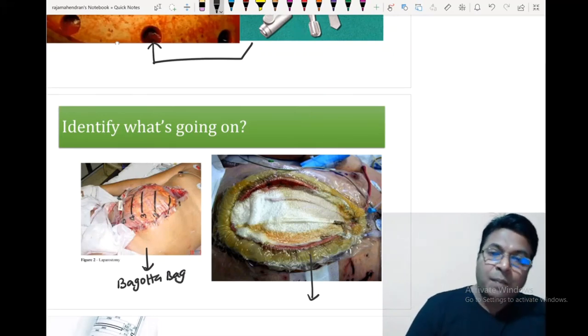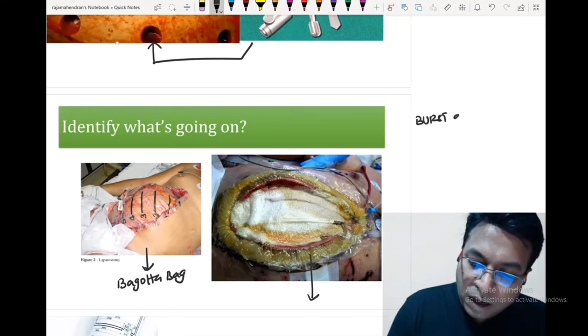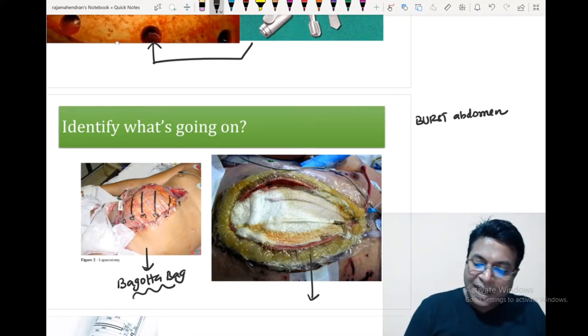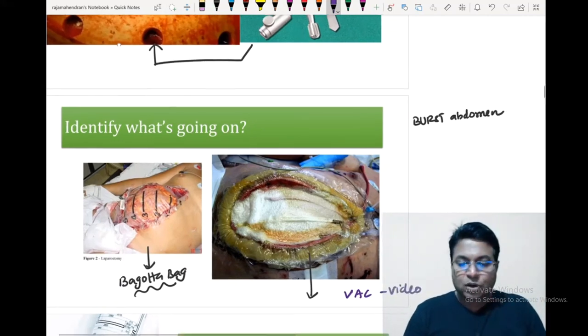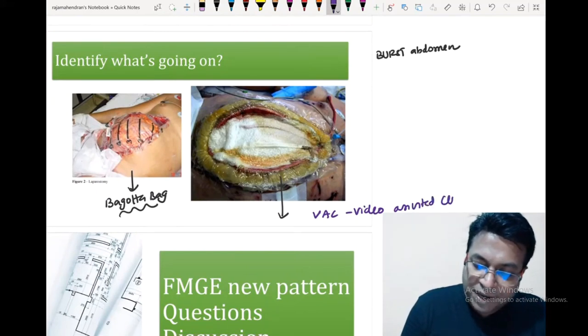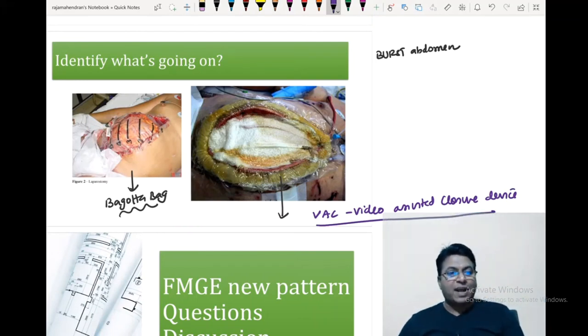So after abdominal burst abdomen, or when the abdomen is not able to be closed, in such cases I can use a Bogota bag, and the second one is an expected image. This is known as VAC device, vacuum assisted closure device. Okay, it is known as vacuum assisted closure device. This is the vacuum assisted closure device shown in the picture. So please don't forget, these are high yield MCQs.